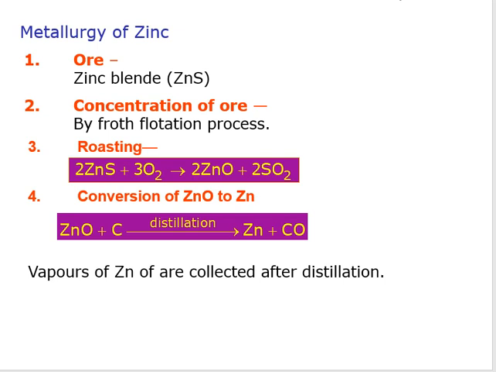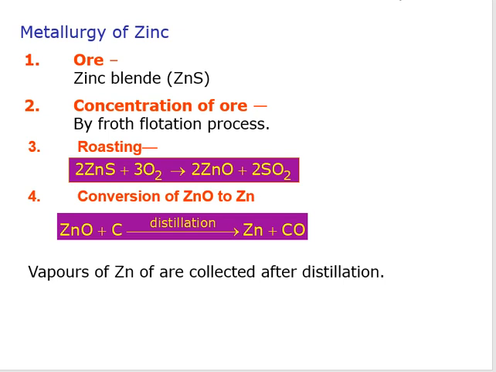The next step is the conversion of zinc oxide into its metallic form, zinc. The zinc oxide is mixed with coke and heated, where it is reduced and forms zinc metal. In this reaction, the carbon monoxide formed is evolved and burns at the mouth of the retort.